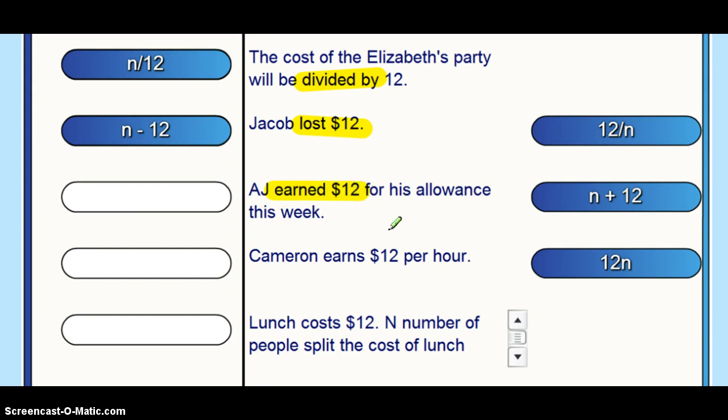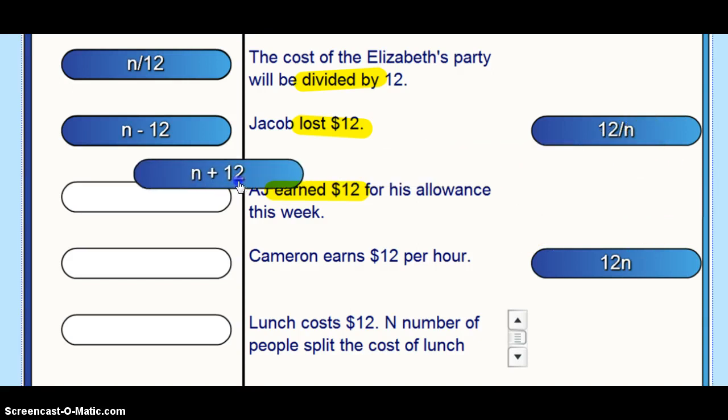The next one says AJ earned $12 for his allowance this week. Well, if you earn money, that means you're making money, which means the amount of money that you had is growing or gaining, which in mathematical terms means addition. So we don't know how much money AJ started with, so we'll use the variable n for that. And since his money is growing because he earned money, that means this would be the term that we would match up with that.